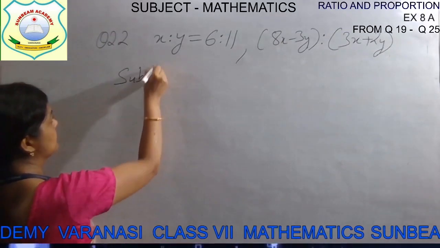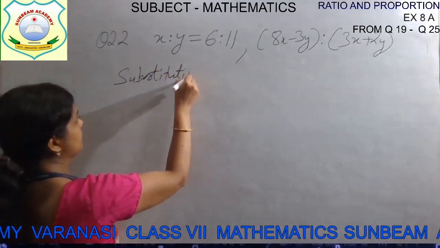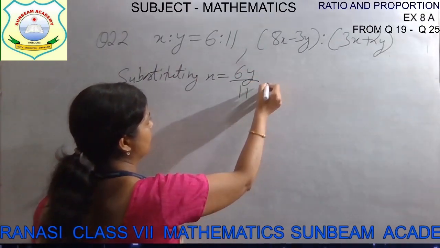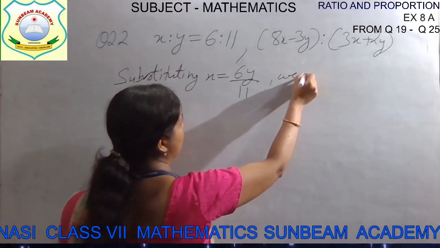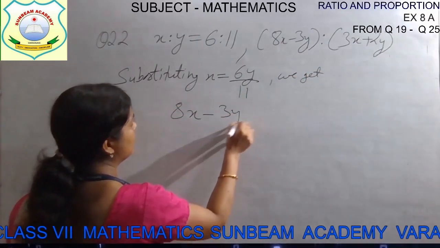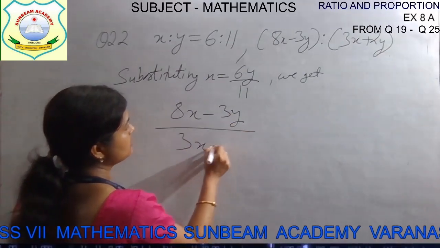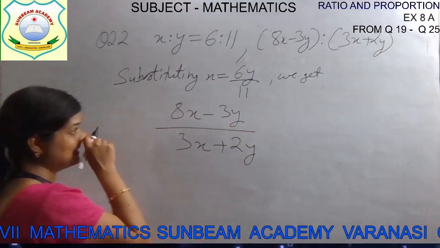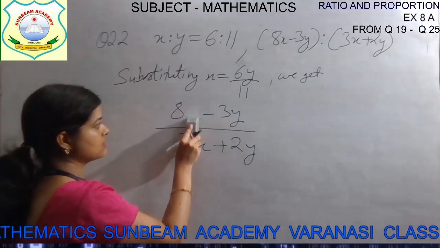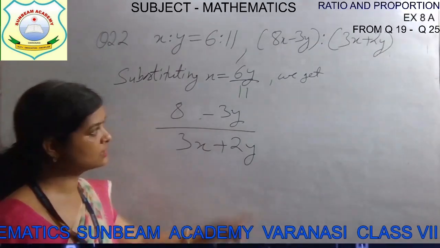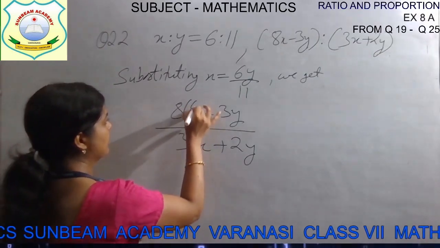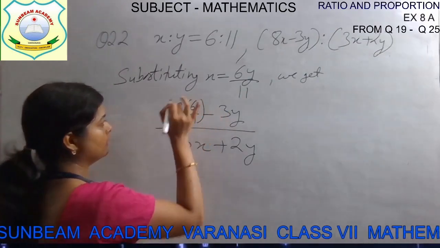Substituting x is equal to 6y by 11 in this question. We get (8x minus 3y) by (3x plus 2y). Where is x, children? So in place of x, what will we write? In place of x, we will write this 6y by 11. So write down 6y by 11, and keep it in a bracket.